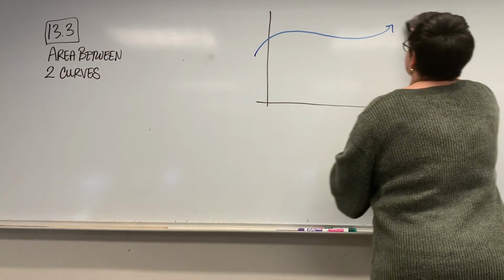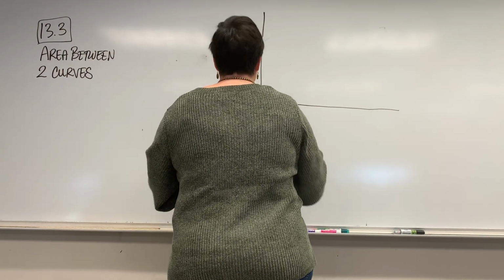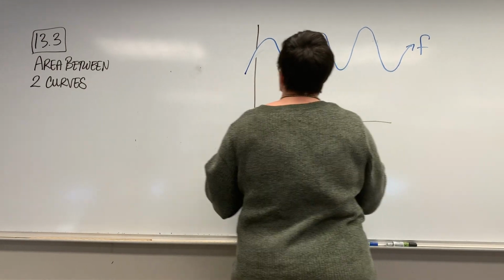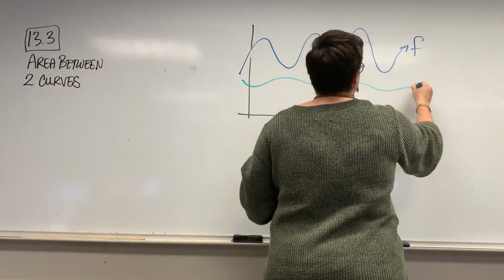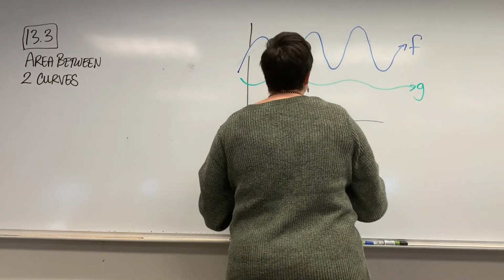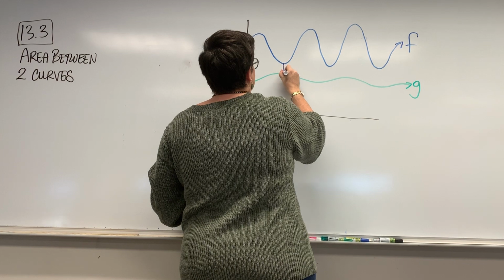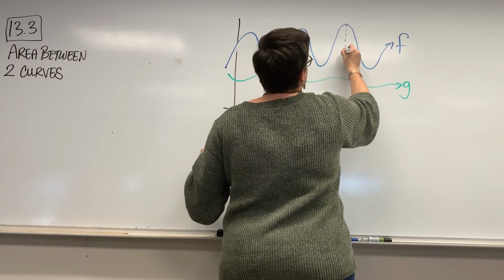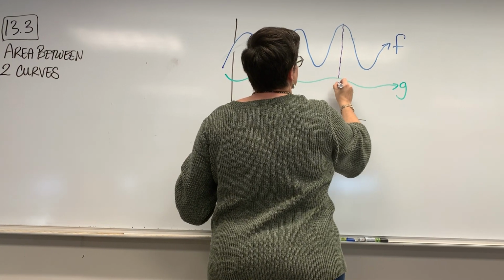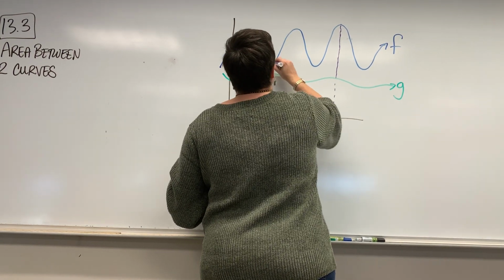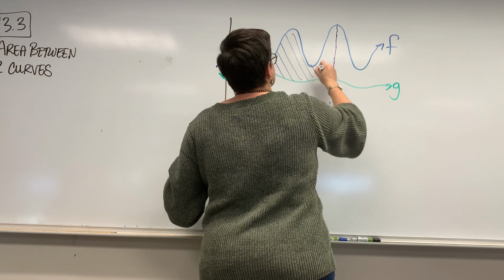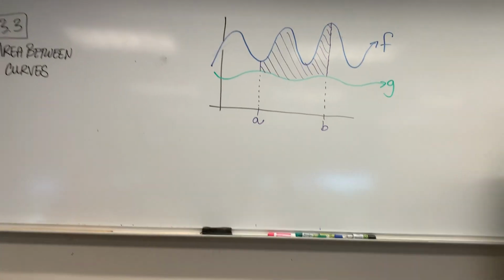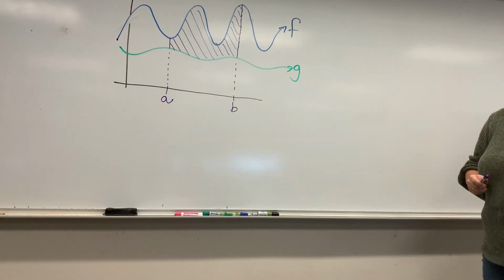Let's make it prettier, let's make it bumpier. Why not? Here's F, and here's G. Let's say I want to find this area. Nice solid line there. So we have to figure out a way to build a single integral that will represent that area under, or between, the two curves.